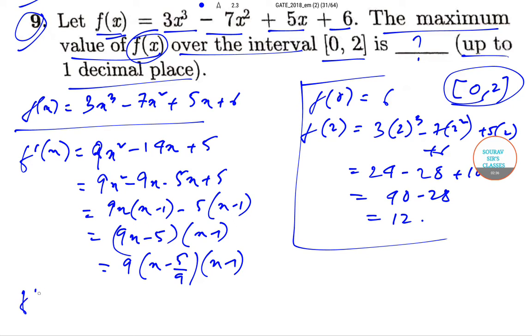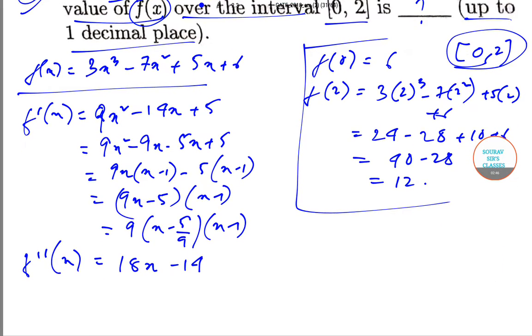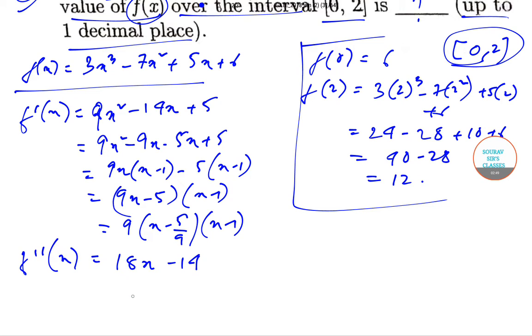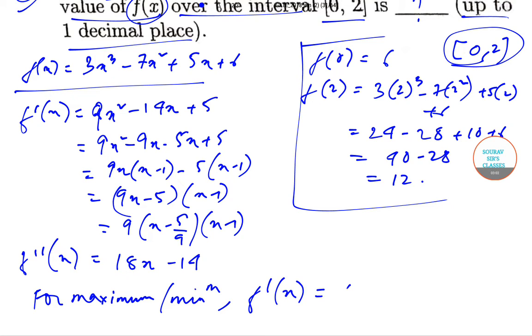And if we try to find f''(x), f''(x) will be equal to 18x − 14. Now for maximum or minimum, f'(x) is equal to 0. So this implies that x will be either 5/9 or 1. Both these values lie in the interval 0 to 2.